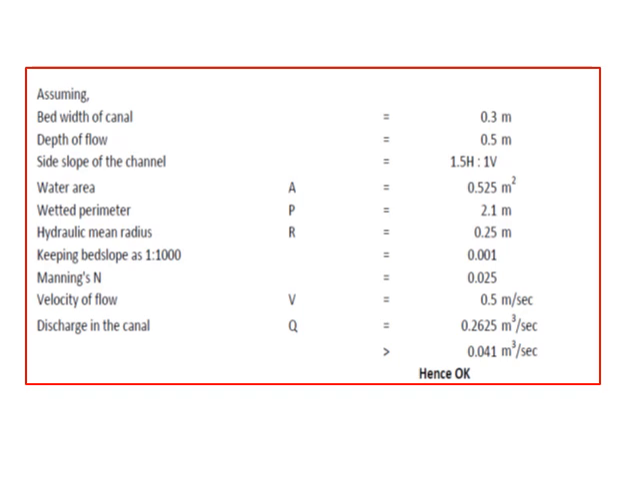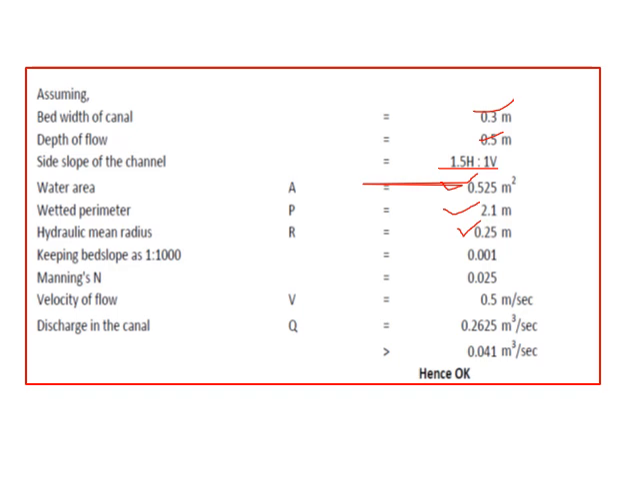Now you can use any of the methods. In this case, we have assumed the bed width of the canal and the depth of the flow. Taking bed width as 0.3 meters, depth of flow as 0.5 meters, and side slope of the canal 1.5 is to 1, you can calculate the water area, which is y into (b plus zy), which comes to 0.525 meters square. Similarly, wetted perimeter is b plus 2y root of (1 plus z square), which comes to 2.1. Hence the hydraulic mean radius can be calculated.